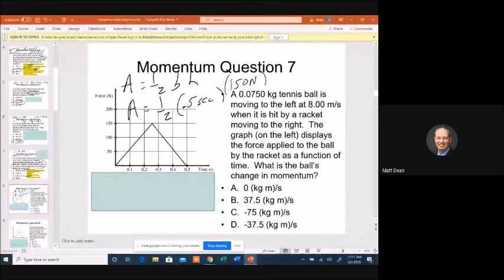So we multiply that out. Half of 150 is 75, and then another half of that is 37.5. This is all positive. It's to the right. So we're looking at positive 37.5 kilogram meters per second.